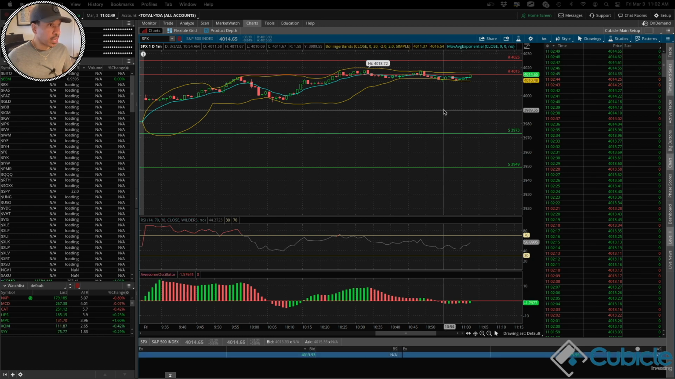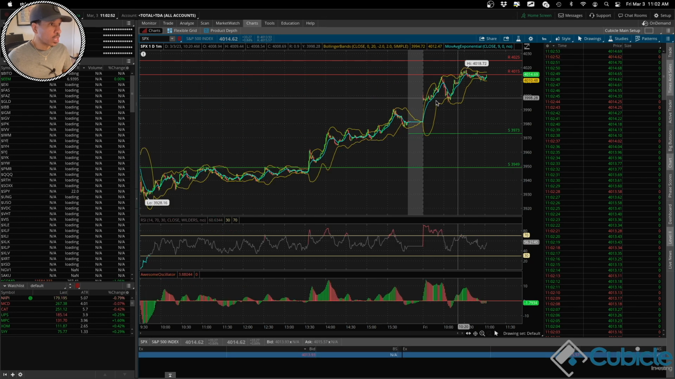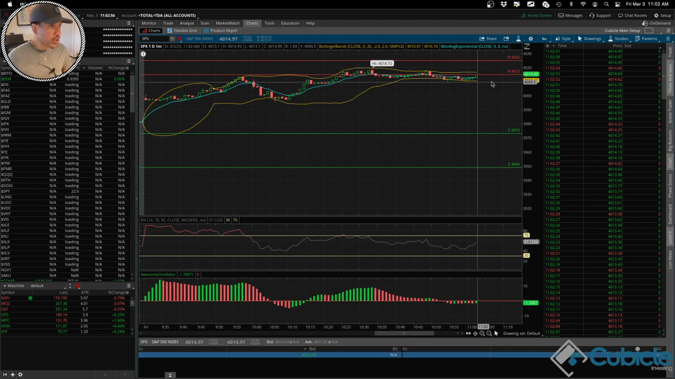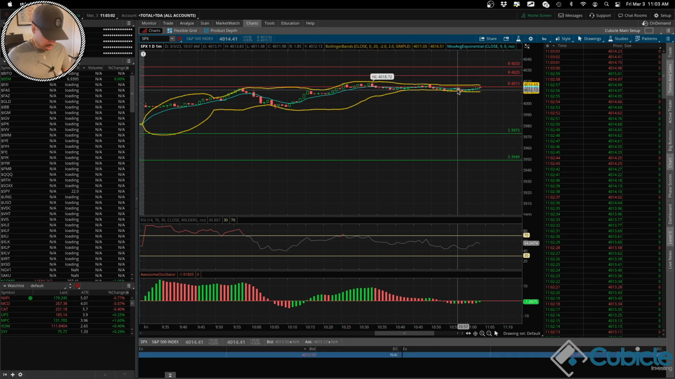But nevertheless, it looks like my first resistance level of 40.15 is holding true to form. All right, let me pull out my pointer here.